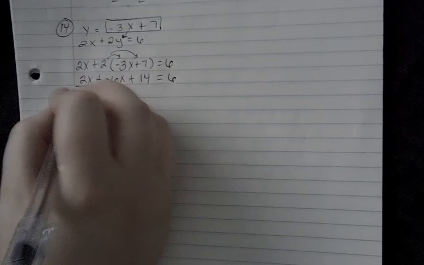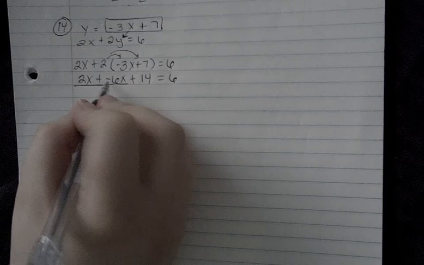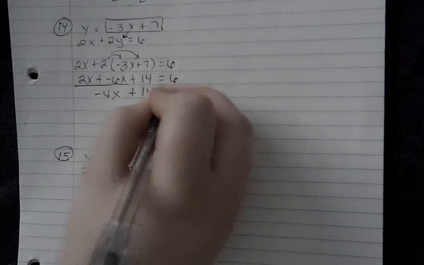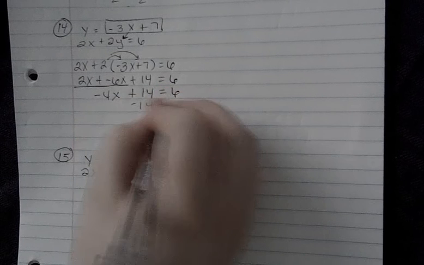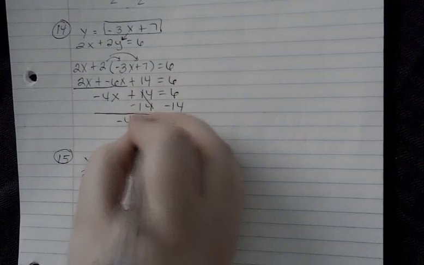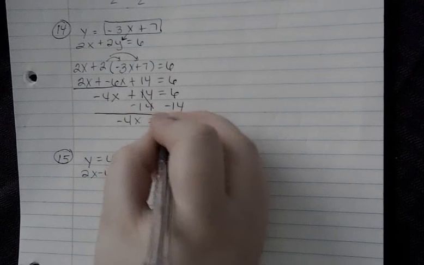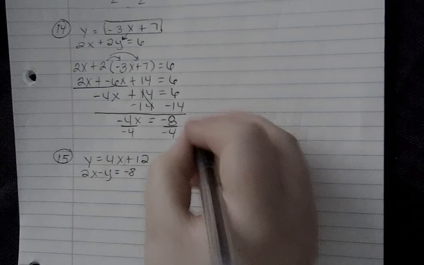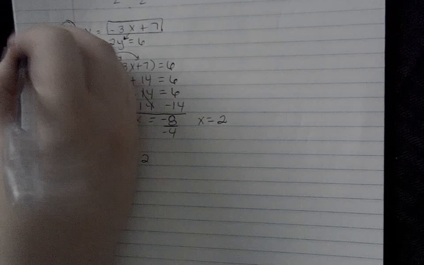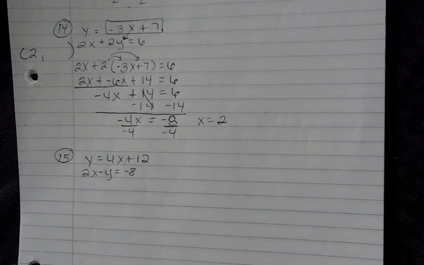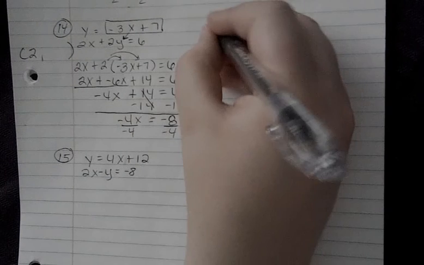Combine your like terms to get 2x plus negative 6x is negative 4x. Subtract 14 from both sides to get negative 4x equals negative 8. Divide both sides by negative 4 to get x equals a positive 2. And now I'm going to plug in my 2 for my x into the boxed equation.